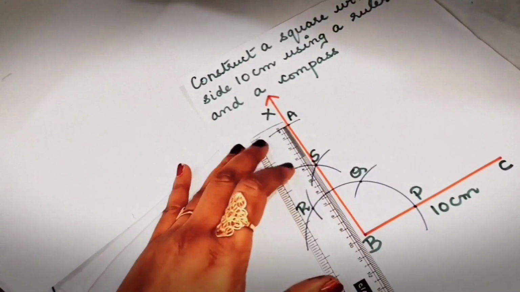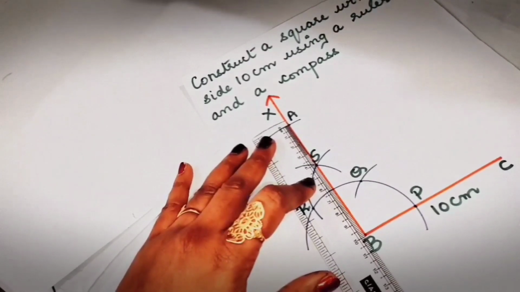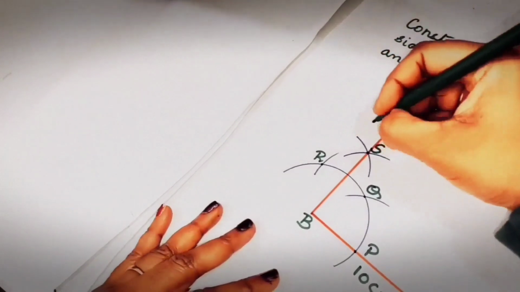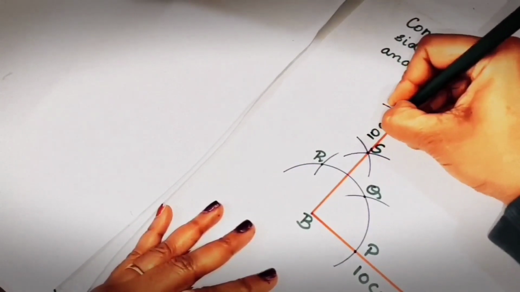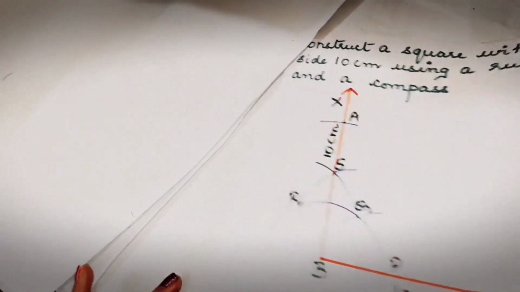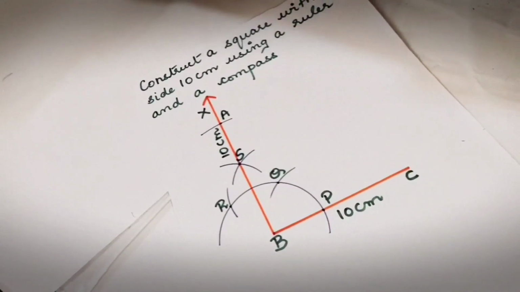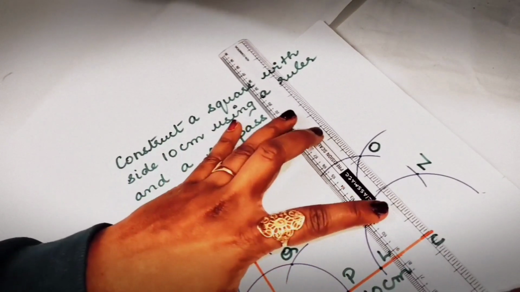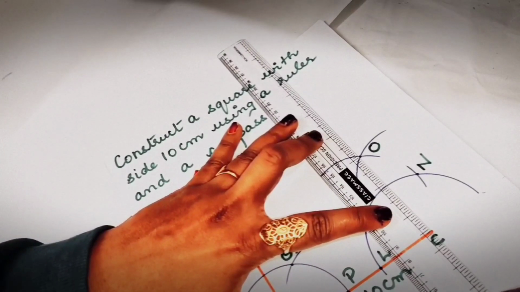Now let us measure the length of the line segment AB. We can see that it is 10 centimeters. Hence we write 10 centimeters along that line segment. Now in the same way, we construct a right angle at point C. All the necessary arcs are drawn.